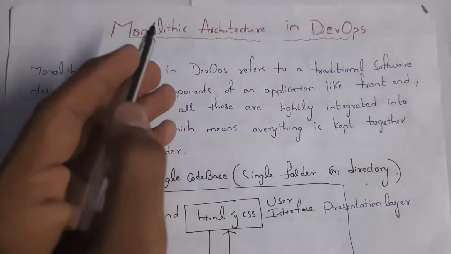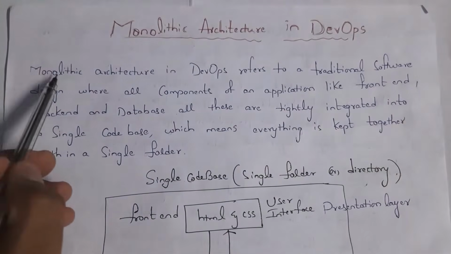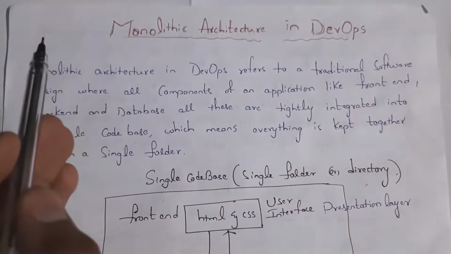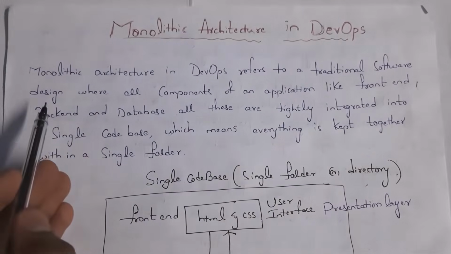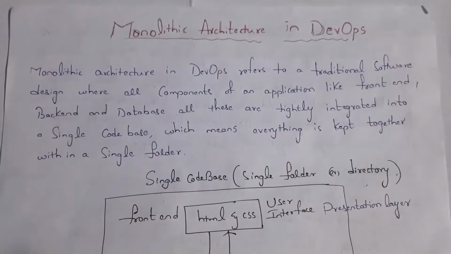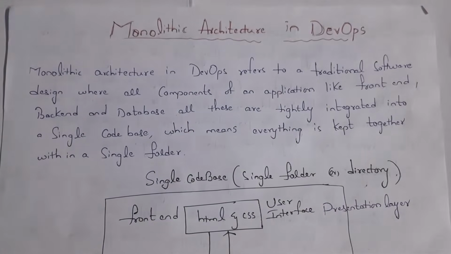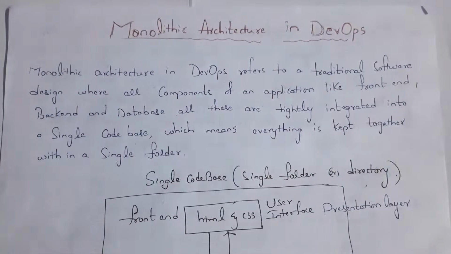Let's get started. At first, I will explain monolithic architecture in DevOps. Monolithic architecture in DevOps refers to a traditional software design where all components of an application like front-end, back-end and database, all these are tightly integrated into a single code base, which means everything is kept together within a single folder. Guys, I will give one example so that you can clearly understand this definition.